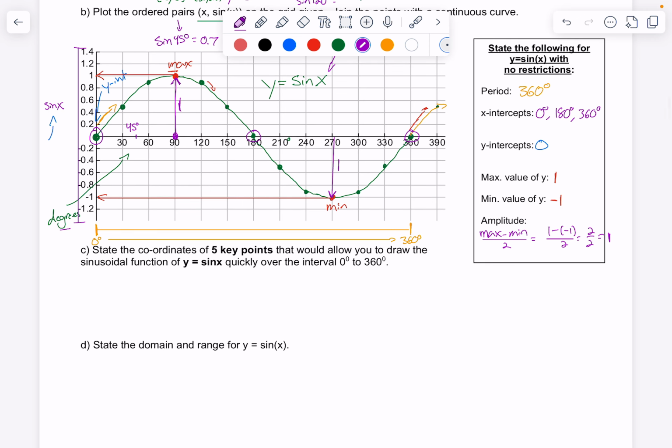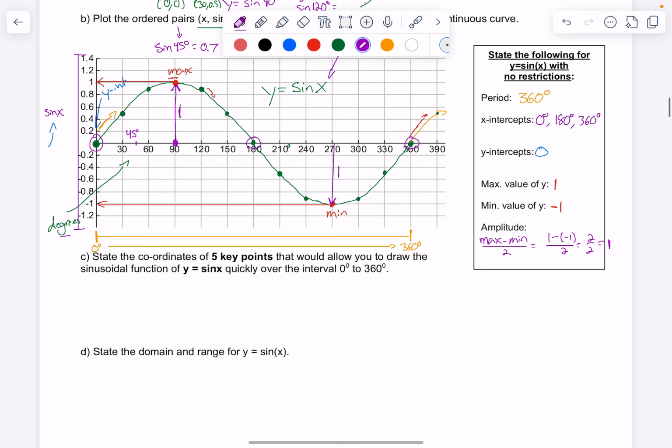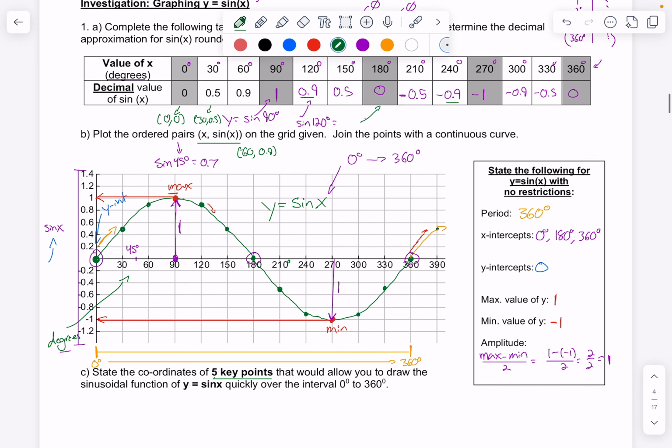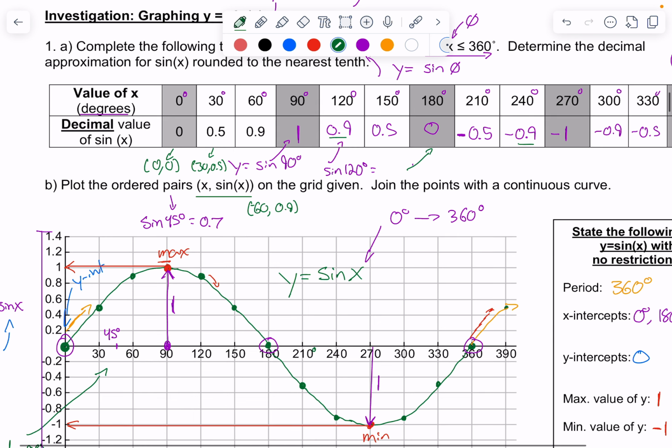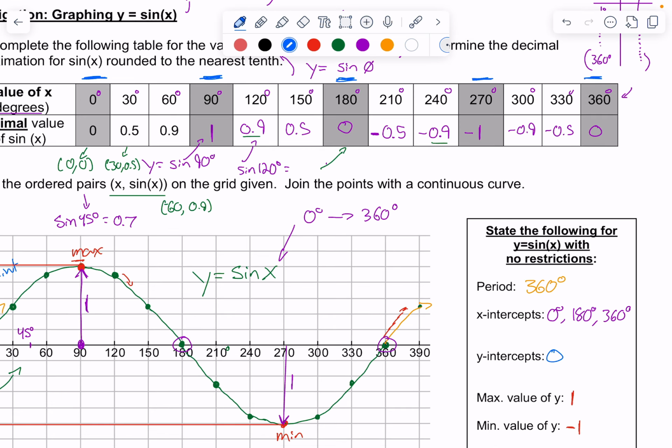State the coordinates of 5 key points that would allow you to draw the sinusoidal function of y equals sine x quickly over the interval 0 degrees to 360. Okay, please commit these to memory, all right? These 5 key points, all right? The 5 key points are where the numbers are either 0, or 1, or -1. So if we look at that, our 5 key points are coming from right here. There is one of them. Here's another one. Here's another one. Another one. And another one, okay?